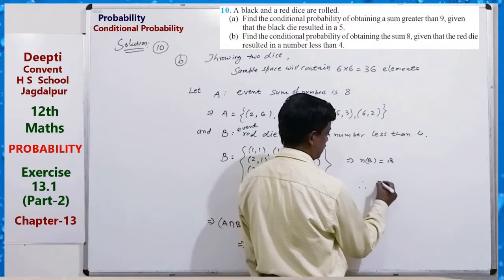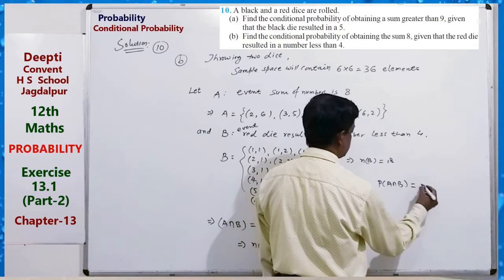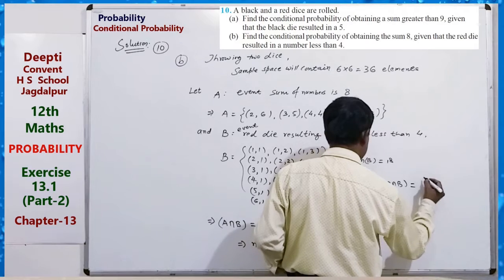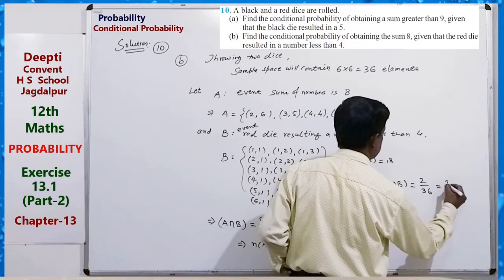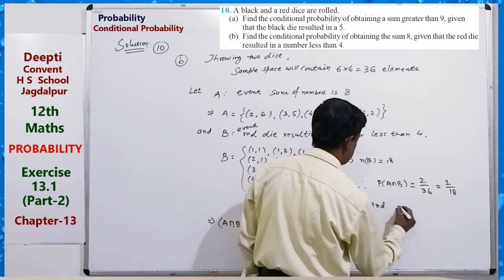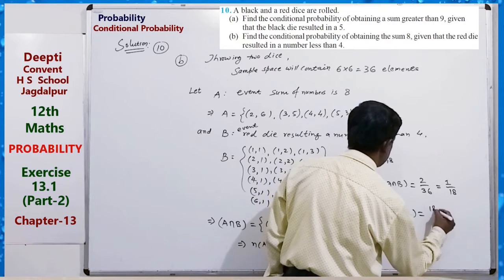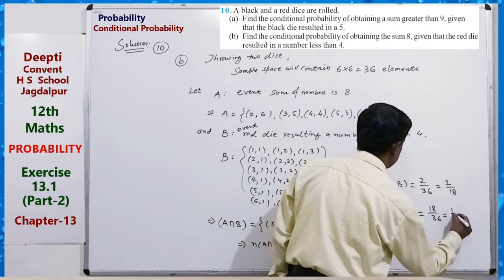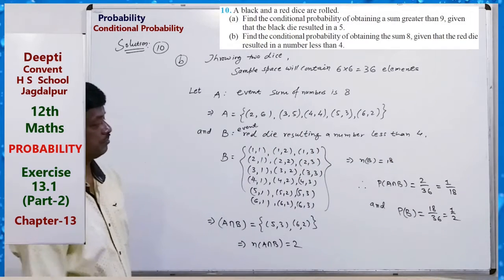Therefore, the probability of A intersection B is equal to what? n(A intersection B) is 2 by 36, that is 1 by 18, and P(B) equals 18 by 36, that is 1 by 2. Okay.